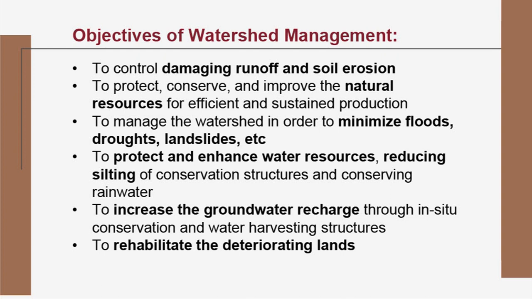So for example, to control damaging runoff and soil erosion, to protect, conserve and improve the natural resources for efficient and sustained production, to manage the watershed in order to minimize floods, droughts and landslides. See, watershed management has a very important role in mitigating the ill effects of droughts and floods, to protect and enhance the water resources, reducing silting of conservation structures and conserving rainwater. This silting results in a poor storage of water, to increase the groundwater recharge through in-situ conservation and water harvesting structures, to rehabilitate the deteriorating lands.